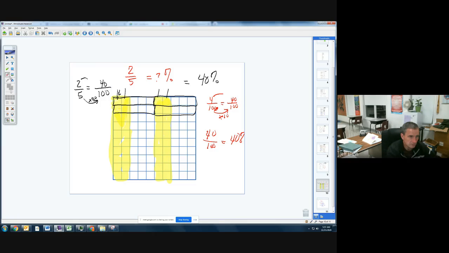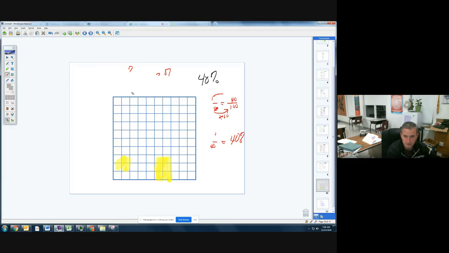Let's look at one more. This only works if something goes evenly into 10 or 100 or whatever it is there. I'm trying to get all this erased in one big fell swoop here. There we go.